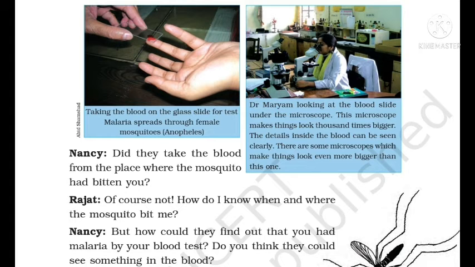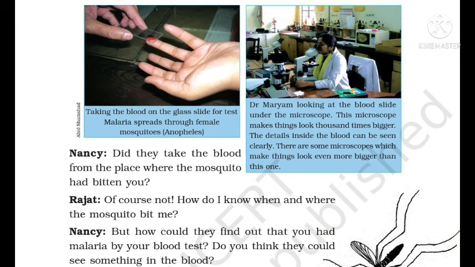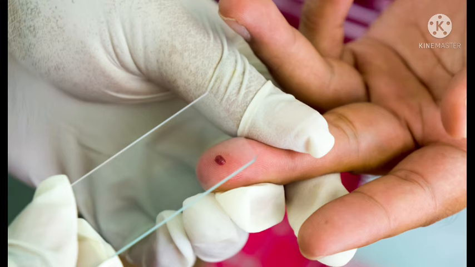Children, here you can see that Dr. Mariam is looking at the blood slide under the microscope. A microscope is a device which makes things look bigger, at least 100 times bigger than they are. The details inside the blood can be seen clearly.